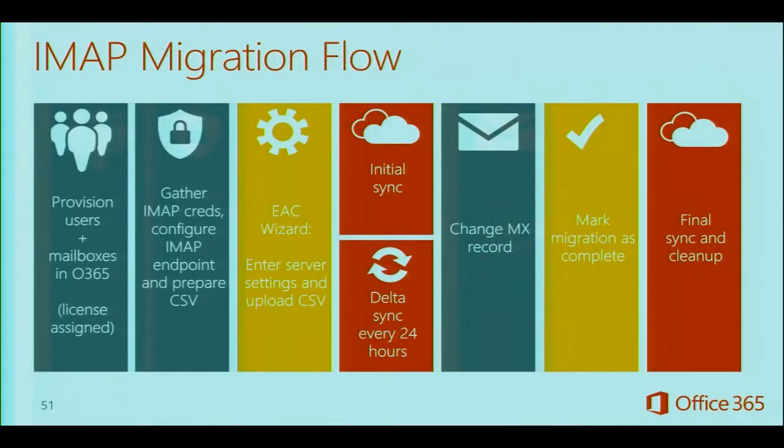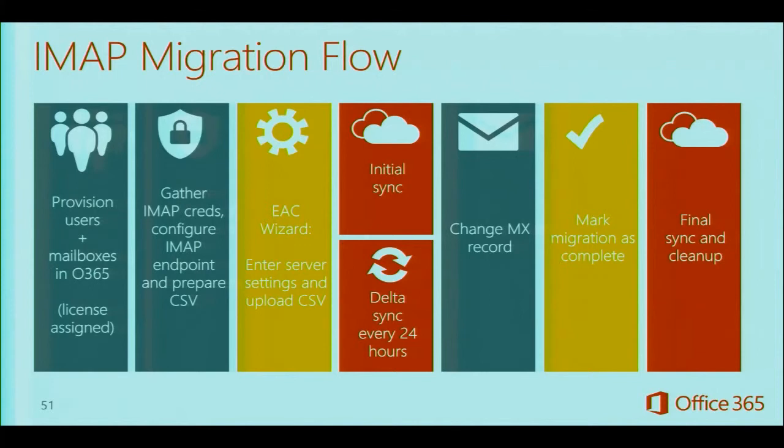So the flow basically goes like this. You'll provision the users and mailboxes in Office 365, and then, of course, you'll need to assign licenses to them. You'll gather those required IMAP credentials. Again, that could be the individual user credentials, or it could be a super admin credential that has access to all the mailboxes. You will configure the IMAP endpoint.